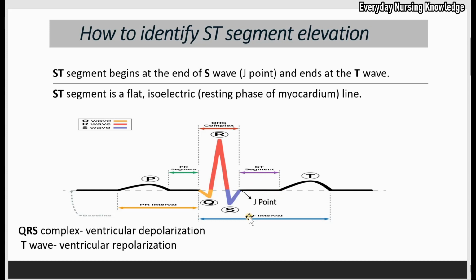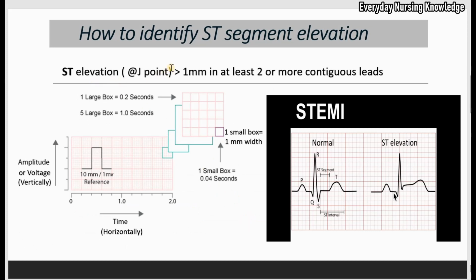Now, what is significant ST elevation? You call it ST elevation if the elevation is greater than 1 mm at the J point, comparing the J point to the PR interval, which is the baseline, in at least 2 or more contiguous leads. What is greater than 1 mm elevation? On an EKG paper, time is measured horizontally and voltage is measured vertically. It has multiple large boxes, and in a large box, it has multiple small boxes. In one small box, the height is 1 mm and the time is 0.04 seconds. So if the elevation is greater than one small box, you call it a significant ST elevation.